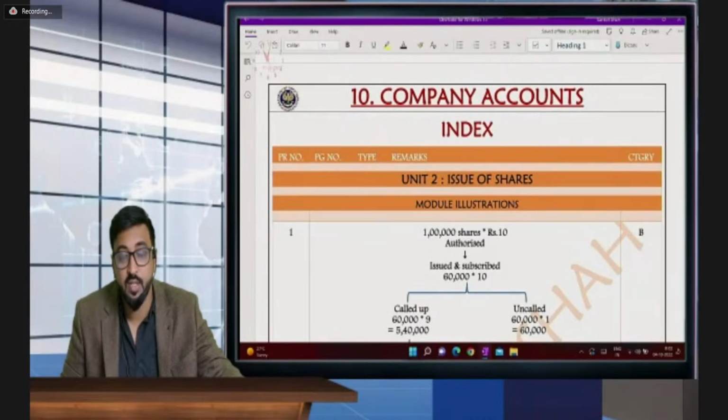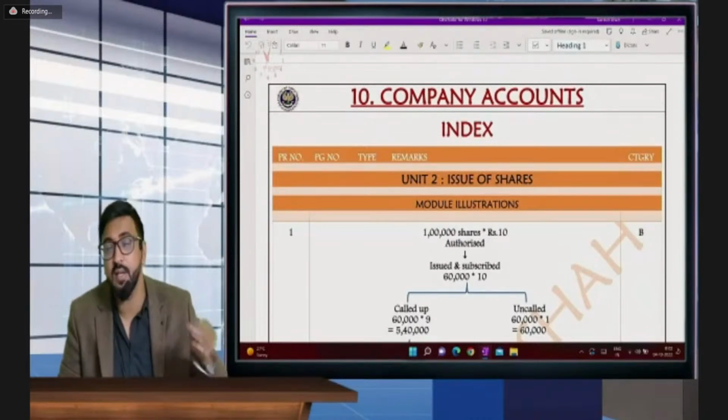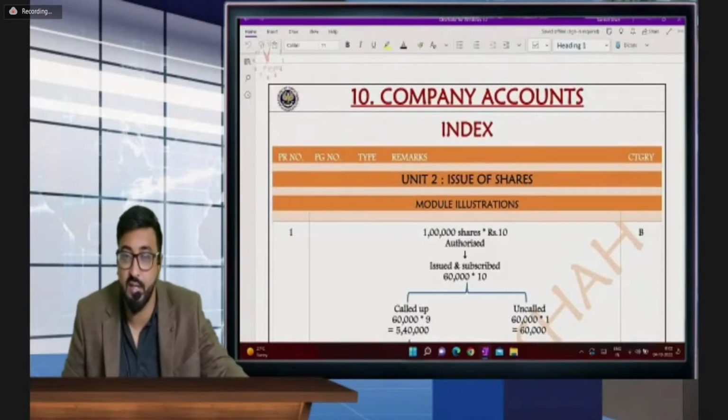Before starting any session, we will first start with our traditional rules of accounts. Traditional rule: personal, debit the debtor, credit the creditor, debit the receiver, credit the giver. Debtor becomes giver, creditor becomes receiver. Real account debit what comes in, credit what goes out. Nominal account debit all expenses and losses, credit all incomes and gains.